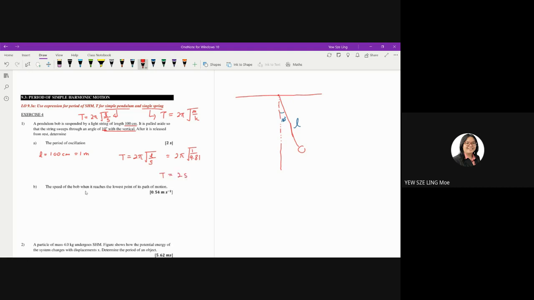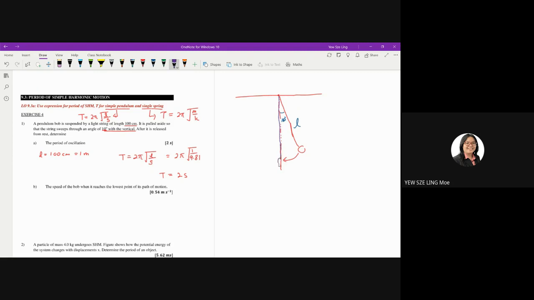Now question B. The speed of the bob when it reaches the lowest point of its path of motion. So if you look at this question, when it reaches the lowest point, what happened? You are looking at the speed. Well, kinetic energy is maximum at the lowest point. Right? So if it swept through an angle of 10 degrees, let's say this is the lowest point. Then you have a pendulum at here.